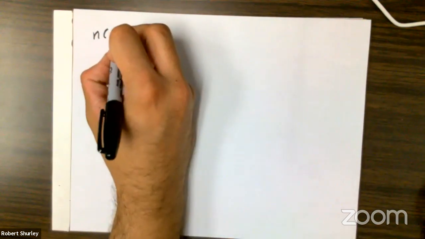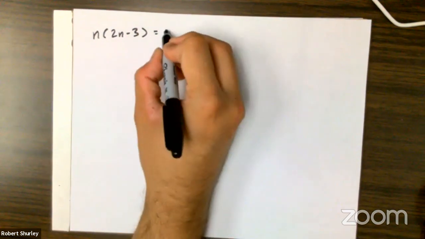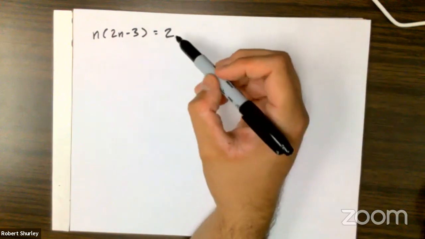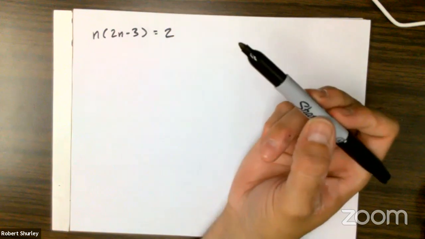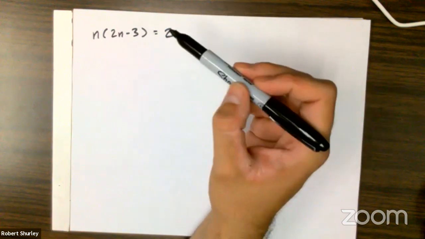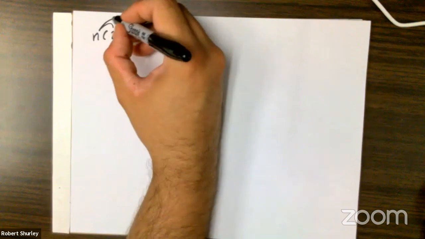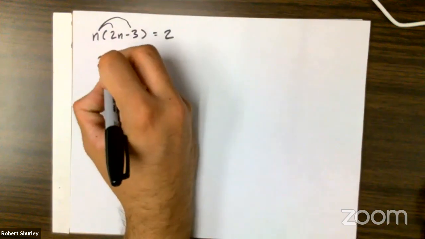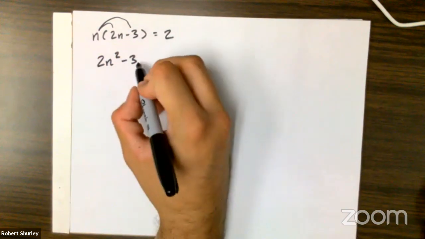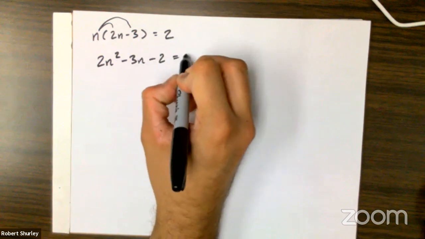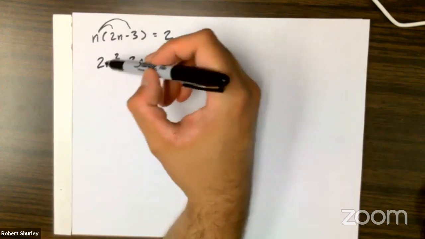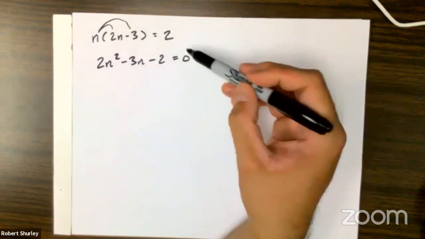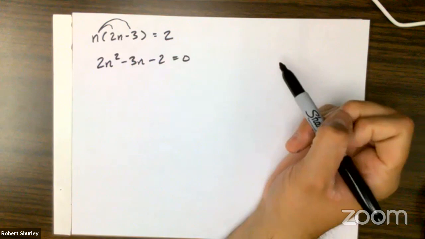This is number 12. n times (2n minus 3) equals 2. Now look, this is a 2. We've got to move it over, but we're not going to start with parentheses if I know we're going to have to factor it. So the first thing I'm going to do is distribute this to get rid of the parentheses. And then I'm going to move the 2 over, so that makes it minus 2 on the other side. Distributing the n gives us the 2n squared and the negative 3n. Moving the 2 over gives me the minus 2.